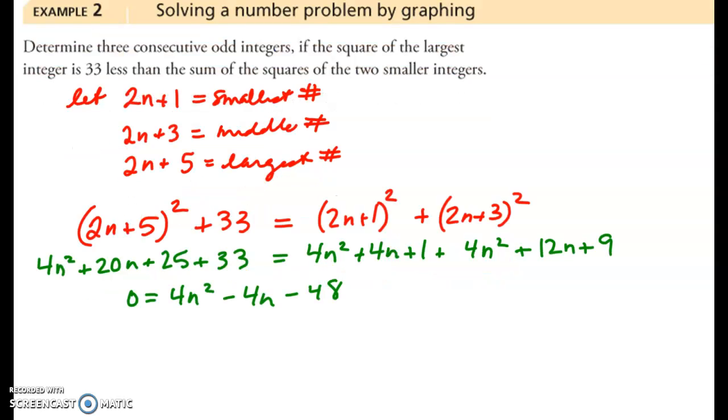Alright, after doing that multiplying and gathering the like terms, again I chose to go to the right side of the equation to make it a positive 4n squared. Now we've got a trinomial here. It can be factored. At least I think it can be factored. Let's take out a greatest common factor first.